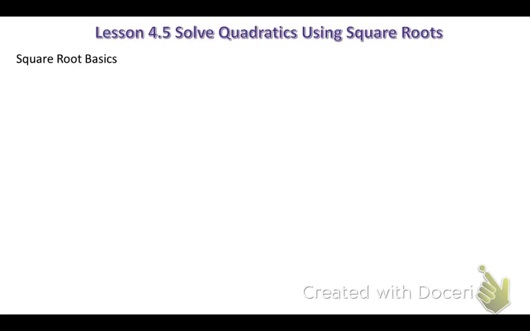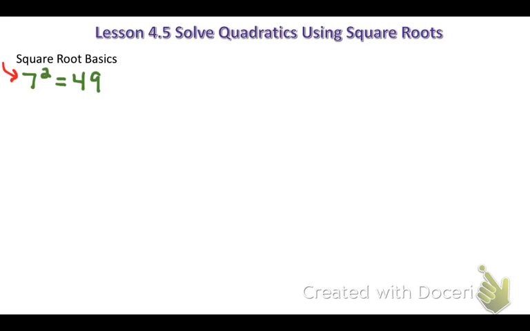Lesson 4.5, solving quadratics using square roots. So we're going to start off with 7 squared equals 49. So 49 is the perfect square. The 7, however, is the root.